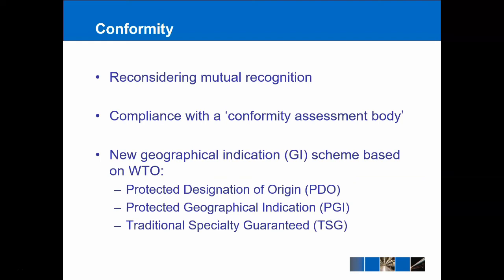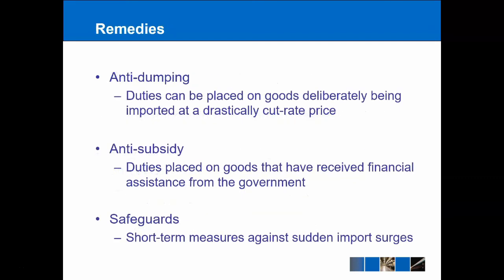The other aspect of the WTO that could well apply after Brexit is the remedies that are available to the UK as well. And again, it shouldn't be too different because the remedies that the European Union uses are based on that World Trade Organization standard, and so the remedies that will be available to the UK will be relatively familiar. Firstly, we have anti-dumping, which allows the UK to place duties on goods that are being deliberately exported to the UK at a drastically cut rate price, often below the actual cost of production. So if that does happen, then the UK will be able to impose duties.